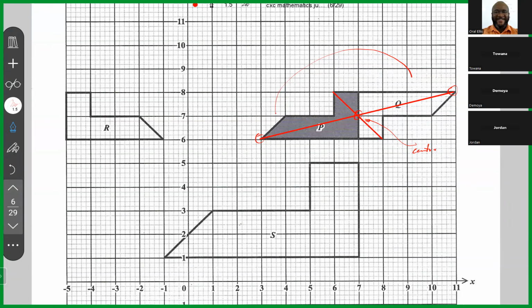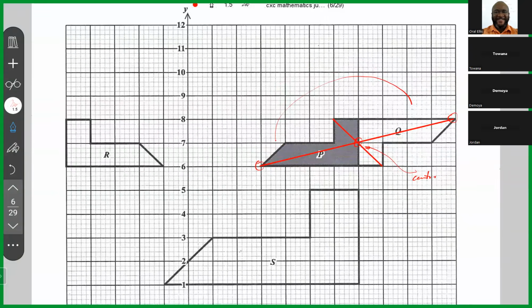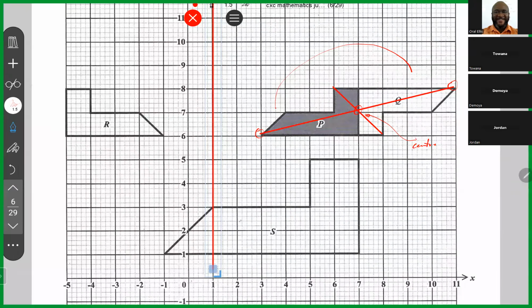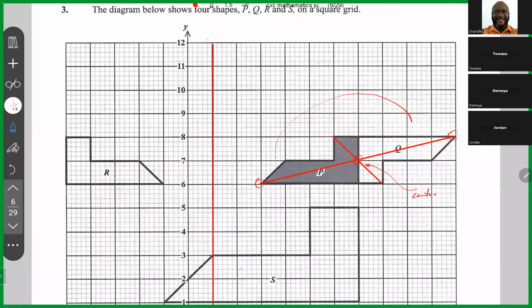All right, looking at this, it looks to me that P is mapped onto R by a reflection. Now, when you're describing a reflection, you need to know the mirror line. Now, the mirror line is always in the dead middle between the object and the image. So looking at this, it looks as if this is the mirror line. Let's see which line that is. So the mirror line is the line X is equal to 1.